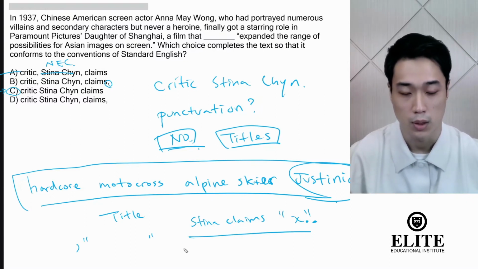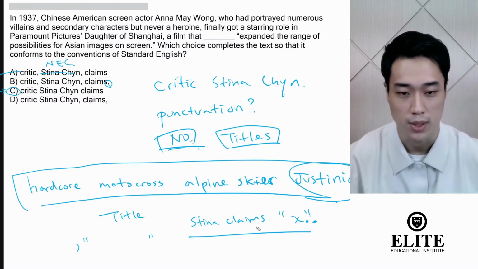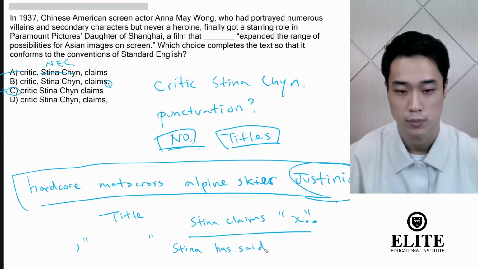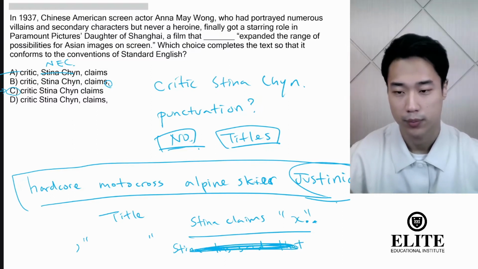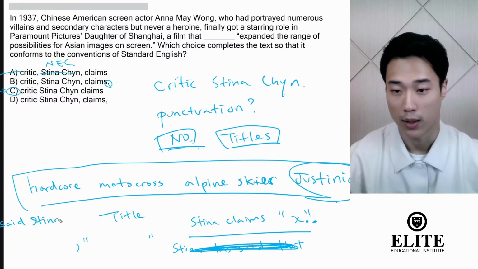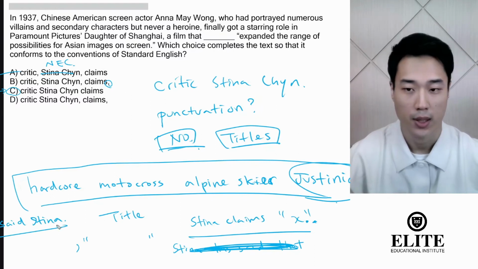The other form, another example with this, if we need a comma, would be like Stina has said, or actually the easiest way would be said X, which we see a lot in books, right? That interrupts the flow of the sentence.